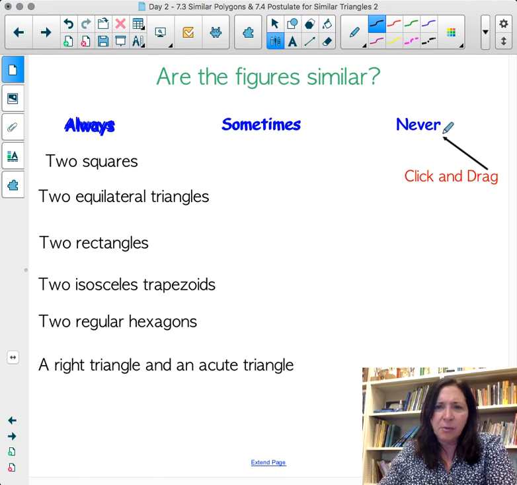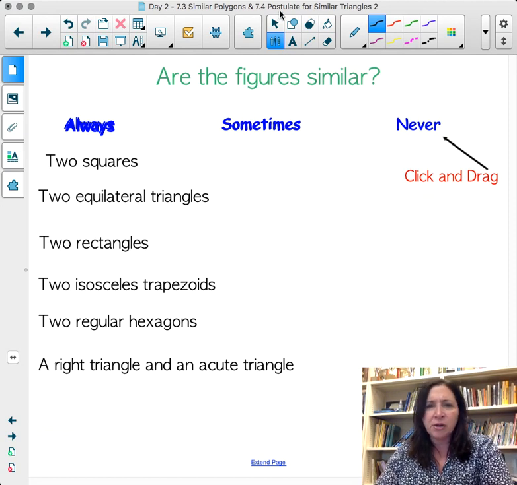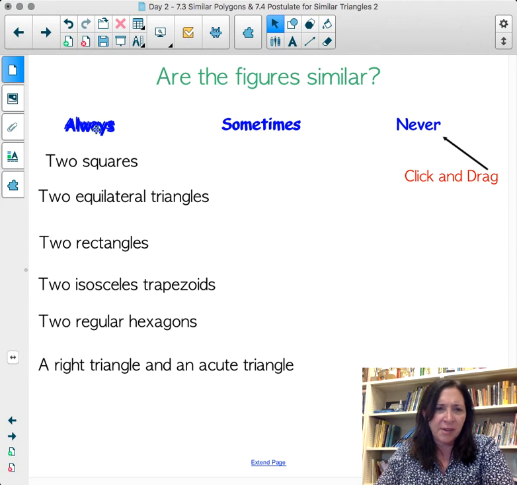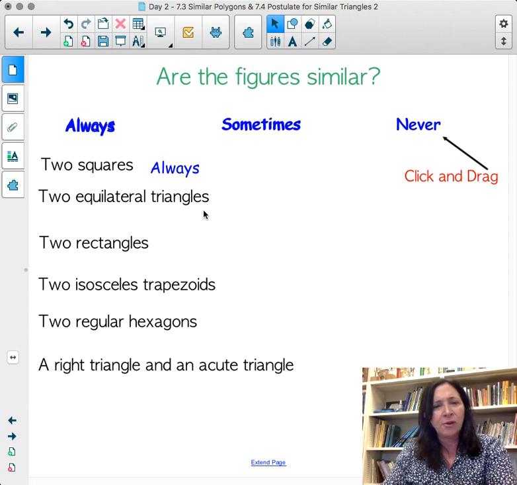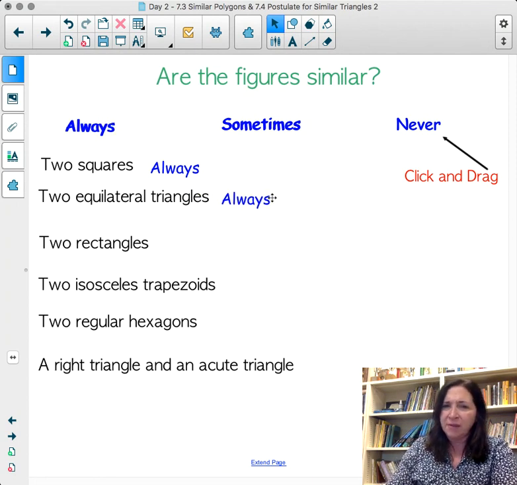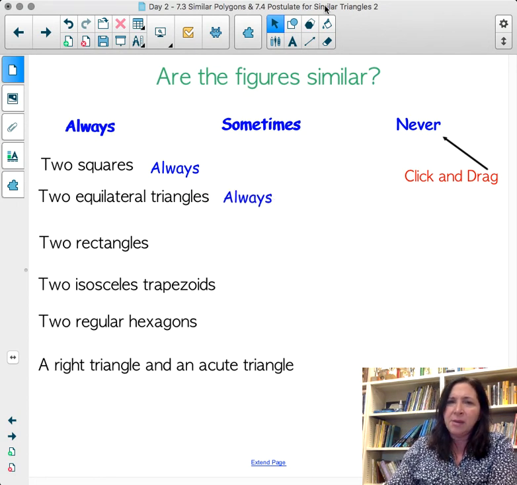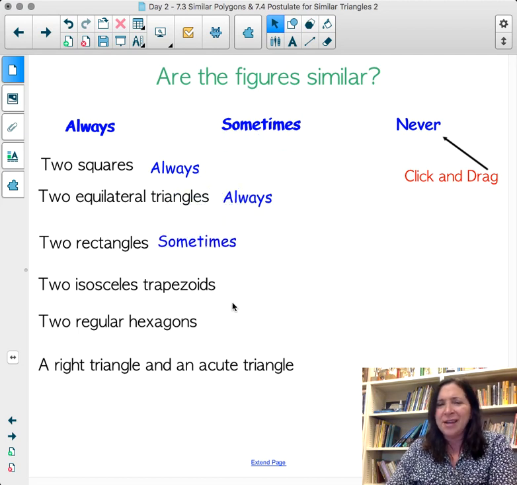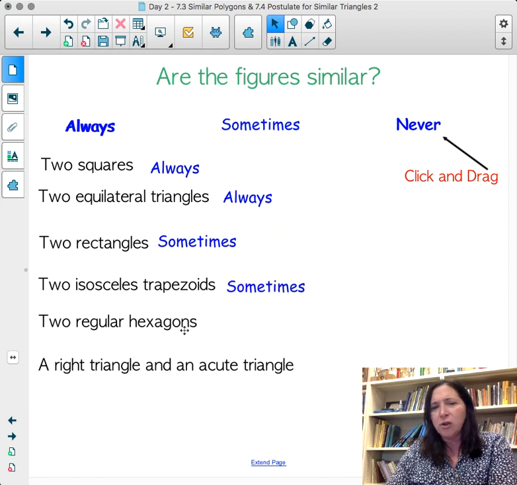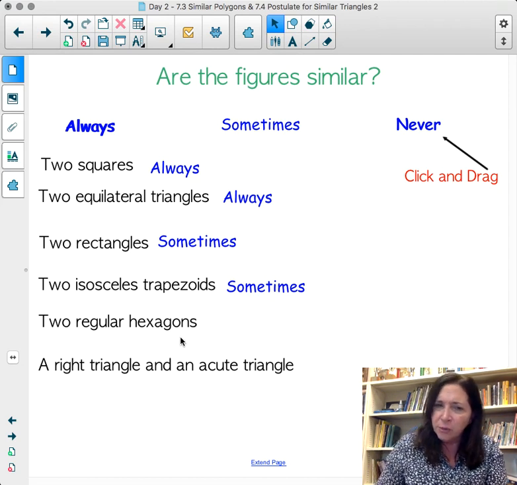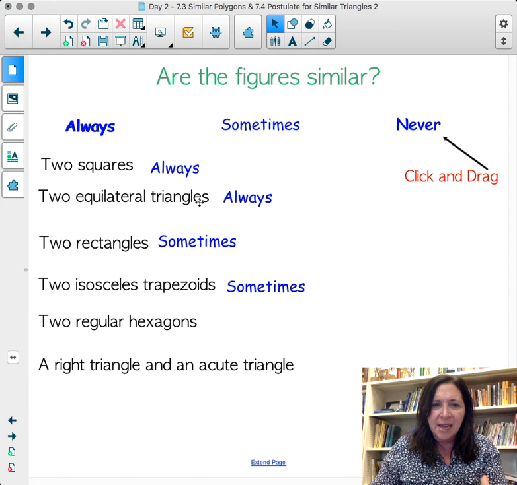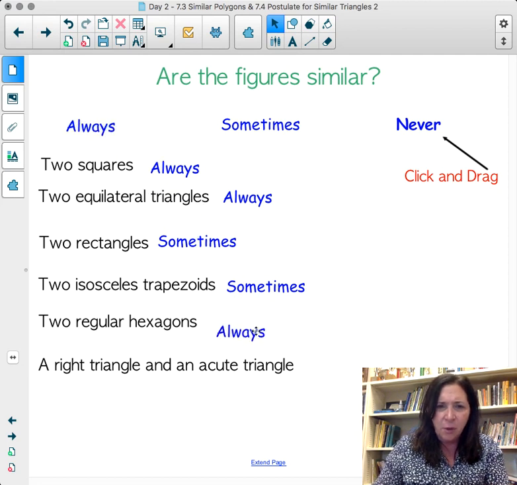So these are a couple questions of are the figures similar? And what we did in class basically is we said, well, two squares are always similar. 2 equilateral triangles, are they always, sometimes, or never? Equilateral triangles, when are they going to be similar? 2 rectangles, sometimes. 2 isosceles trapezoids, sometimes. 2 regular hexagons. Remember, regular means all sides and all angles are congruent, even though the lengths are different. So this one is an always similar.